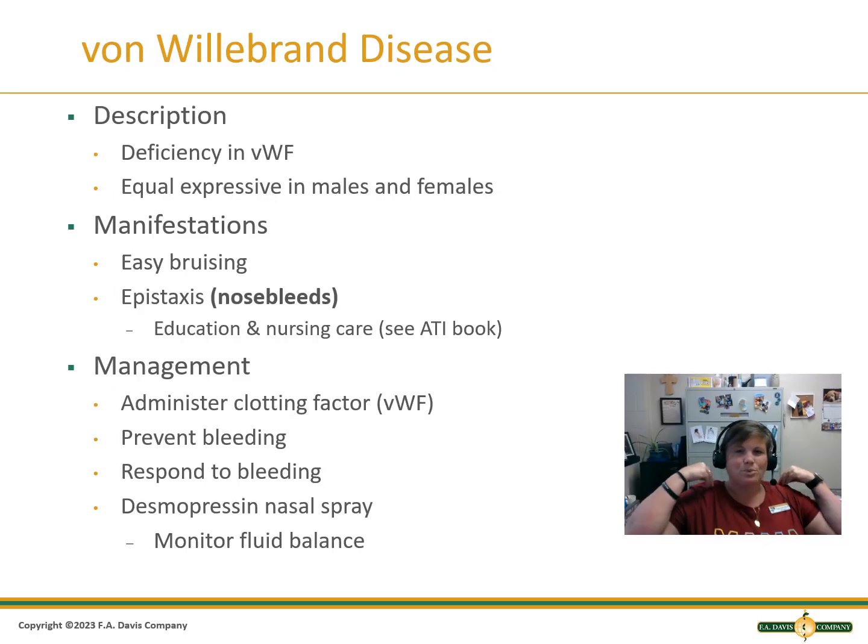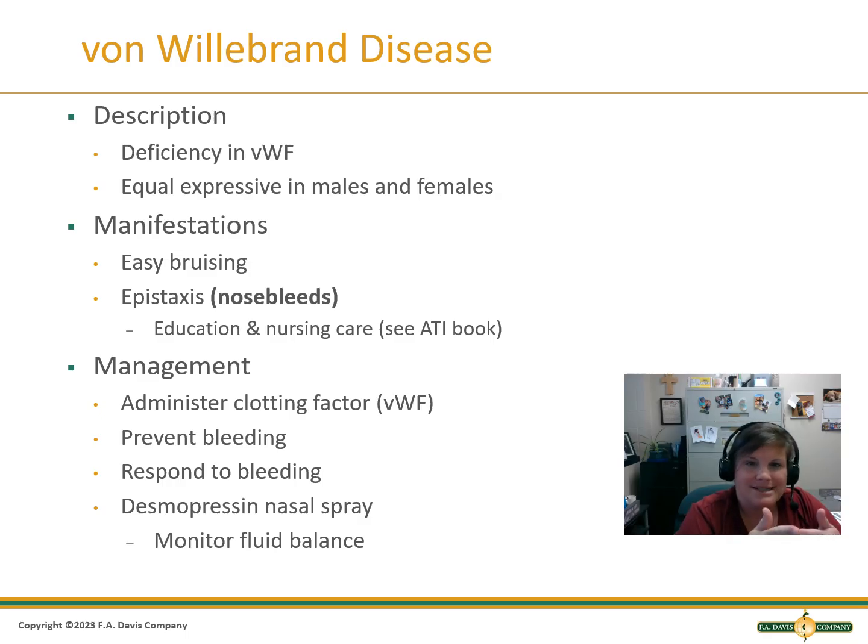Okay, von Willebrand disease, though similar to hemophilia, differs in a few ways. One is that it's usually milder, so there are not as severe cases of this as there are of hemophilia, but it can still be true of an individual. It's autosomal dominant, and it can be expressed in males and females. So it's not just X-linked, so we will see both genders manifest it.